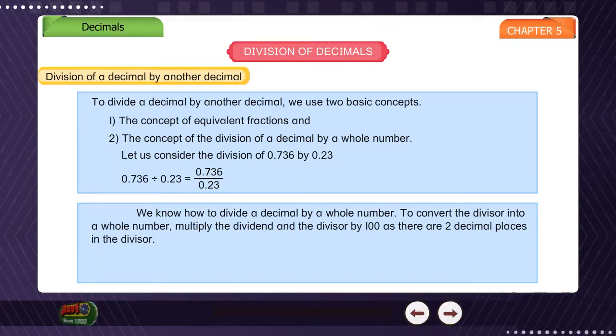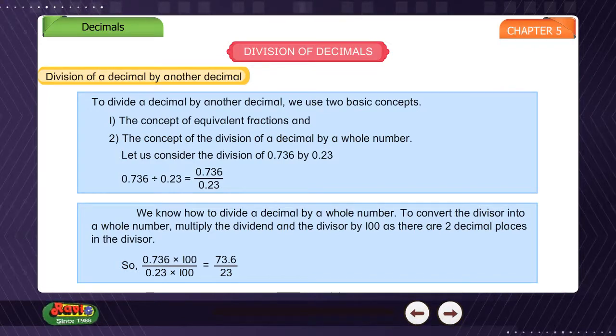We know how to divide a decimal by a whole number. To convert the divisor into a whole number, multiply the dividend and the divisor by 100, as there are two decimal places in the divisor. So, 0.736 into 100 by 0.23 into 100 is equal to 73.6 by 23.